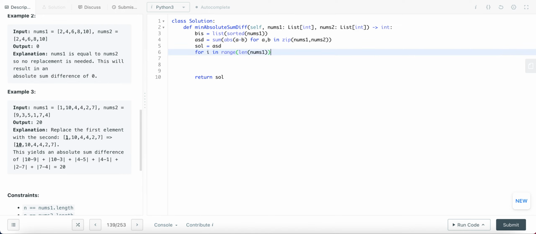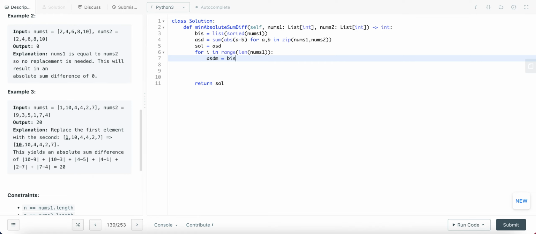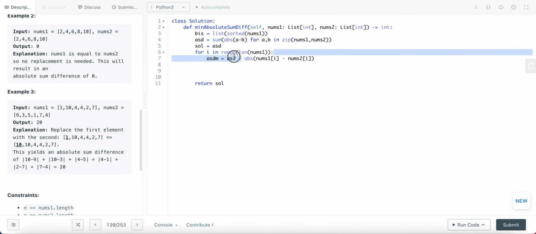Okay. And then what are we going to do? Well, we're going to ask this question, right? We're going to say our new modified solution is taking our initial solution, and we subtract out this particular index because we're going to make an exchange. So we're going to subtract out the absolute difference of nums1 of I minus nums2 of I, because this was used in the calculation to calculate ASD.